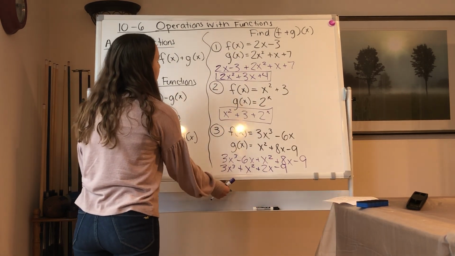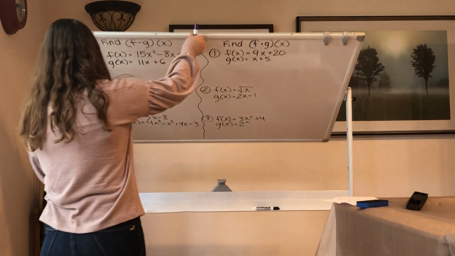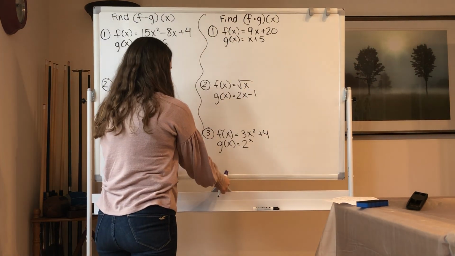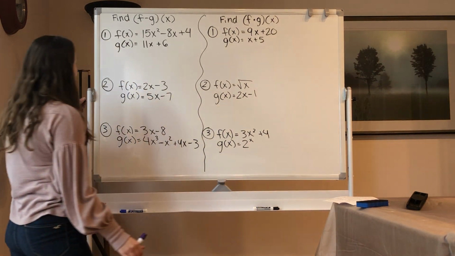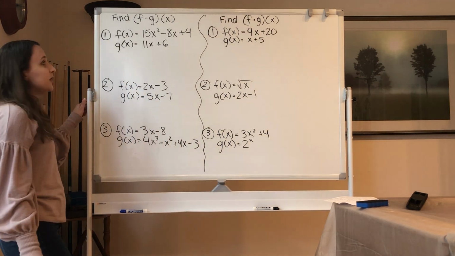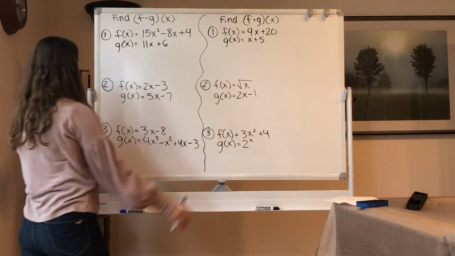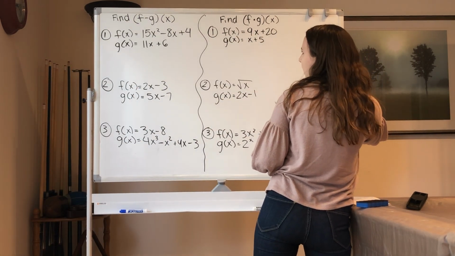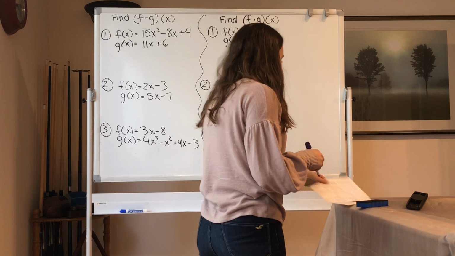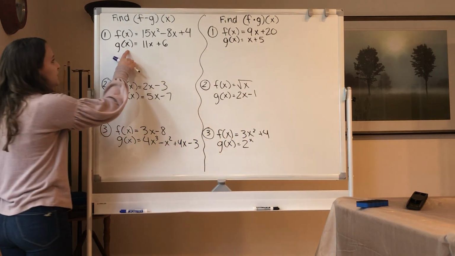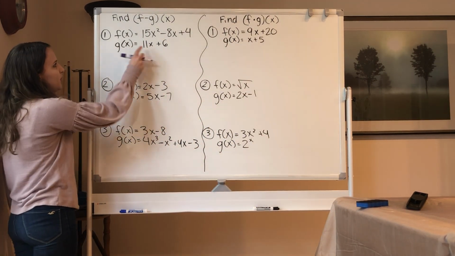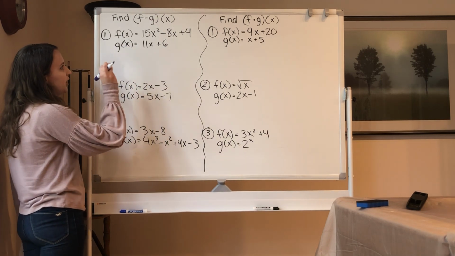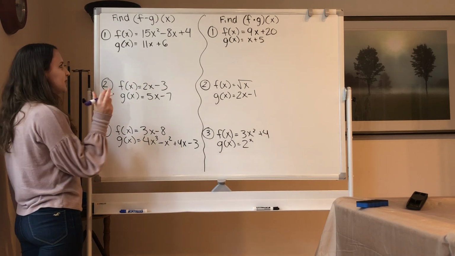I'm going to flip the board. Okay, so now we're subtracting functions on this side, and then on that side we'll go into multiplying. With subtracting, the biggest thing you need to remember is that you need to put the g of x in parentheses. You need to put both of them in parentheses to make sure that the negative distributes, and I'll show you what I mean.